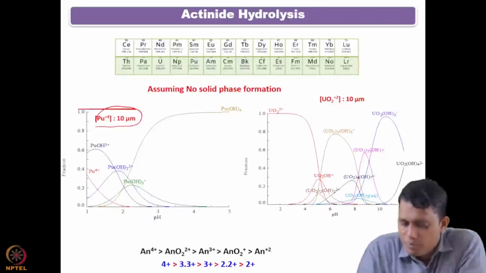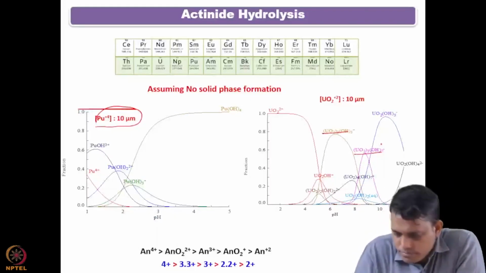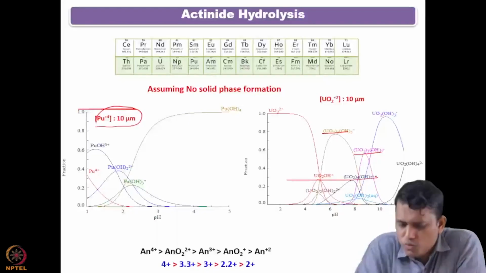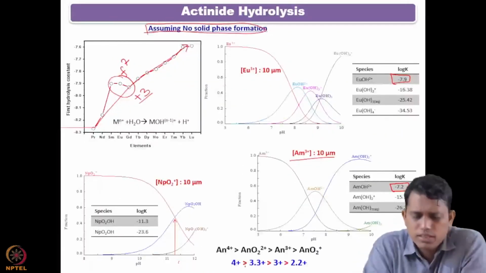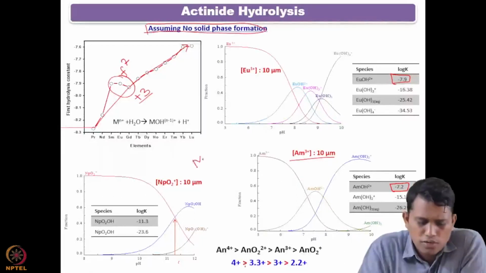Again, the example of uranium was shown here. What I want to show you is that in the case of uranium, whatever we have shown till now is only mononuclear. When I say mononuclear, only one metal is involved with a certain number of hydroxy ions.